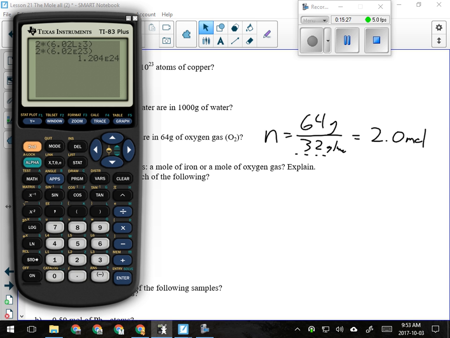How many atoms in each molecule? 2. So what do I do with that number again? Multiply by 2. So that's one way to do it. Now I've got the right answer, 2.408 times 10 to the 24 atoms of oxygen.